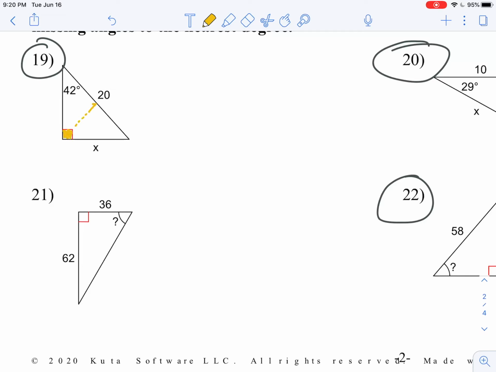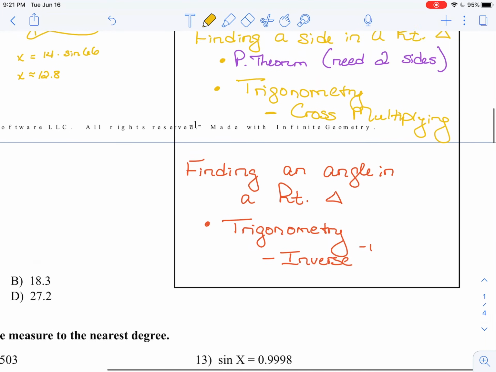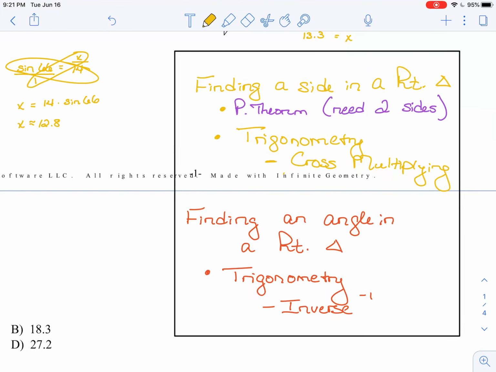So my right angle is here, which makes my hypotenuse the 20. The acute angle is here, and across the triangle is the x. So it's opposite. I don't care about the adjacent leg, so we're going to be writing a sine ratio. So I'm going to say sine of my angle, 42, is equal to the ratio of opposite over hypotenuse, x over 20.